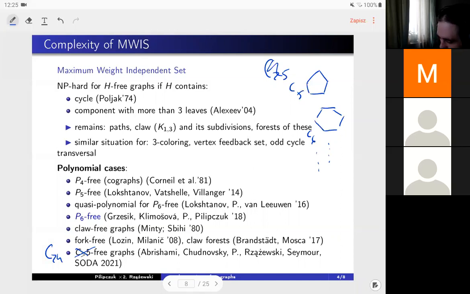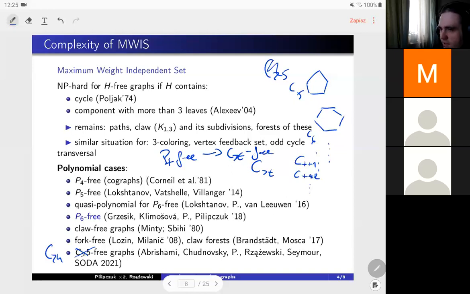And note that I will denote by C_{>t} that I forbid C_{t+1}, C_{t+2}, etc. So I forbid all induced cycles of length more than t, and note that if a graph is P_{t}-free, it's also C_{>t}-free, because every long enough cycle contains a long enough path.